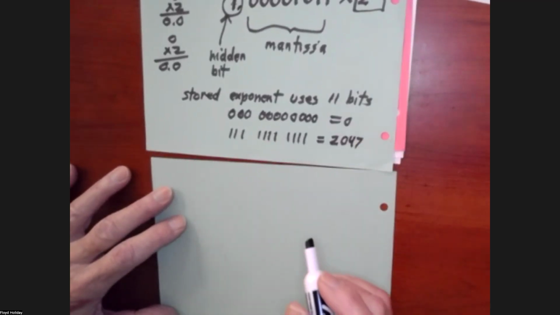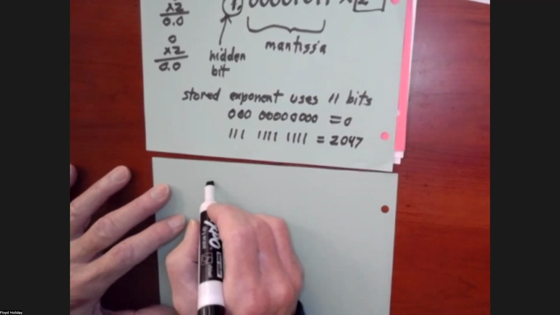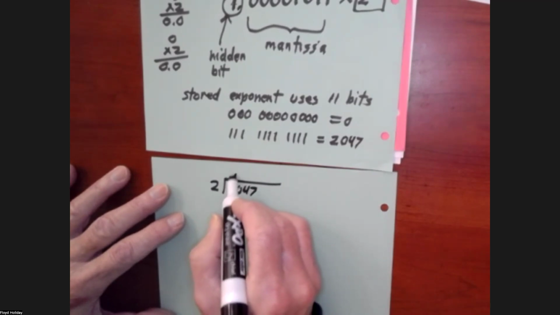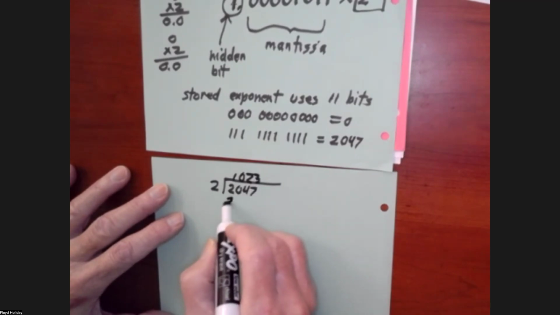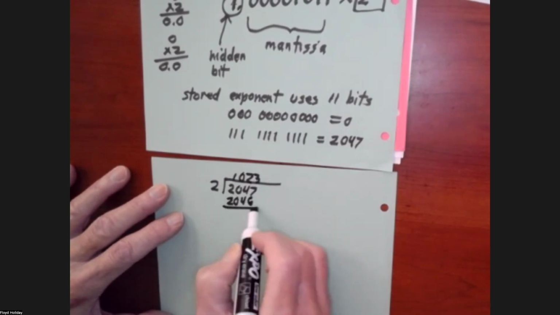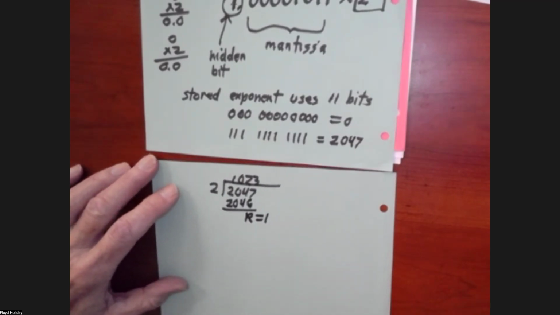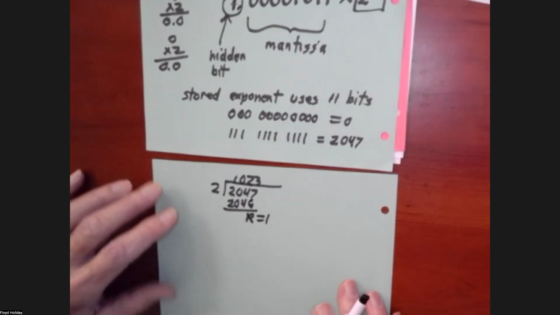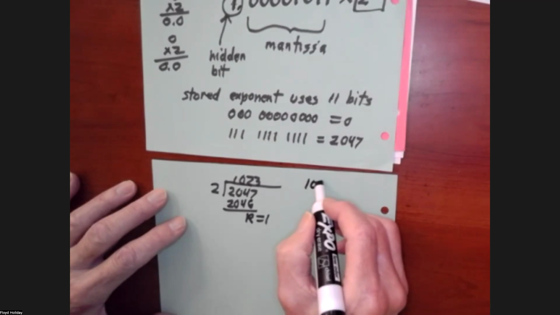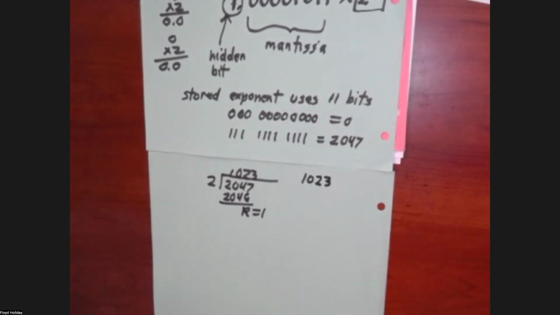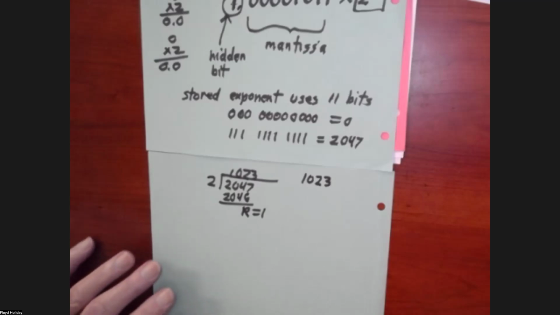Well, okay. Here, let's cheat and go in the back door. Halfway between is 2047 divided by 2, which is 1023 with a remainder of 1. But the question is, what is that in binary? 1023 is the middle number. It's actually 1023.5, but we can't work with fractional parts here. We round down to the nearest integer, which is 1023.